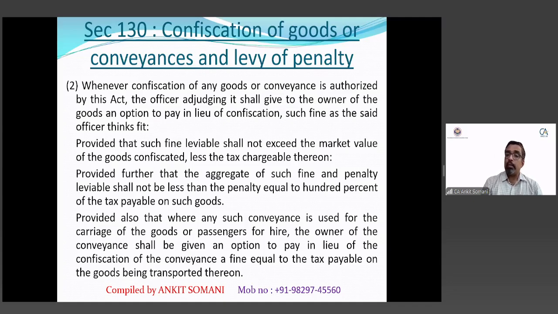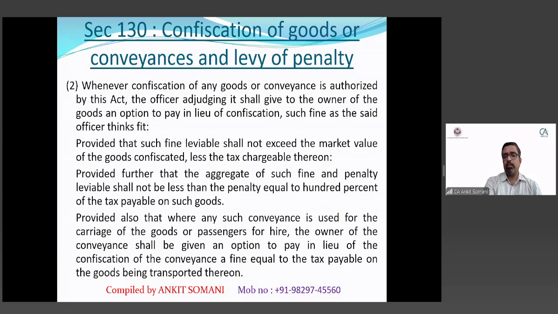Provided also where any such conveyance is used for the carriage of the goods or passengers for hire, the owner of the conveyance shall be given an option to pay in lieu of the confiscation of the conveyance a fine equal to tax payable on the goods being transported there. So this is very clear. Be it section 129 or be it section 130, the government is giving a very clear picture that the fines or the penalties are very high. Why? Because they want to stop any kind of probable evasion also.